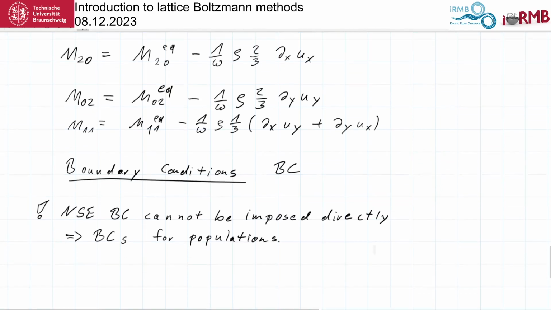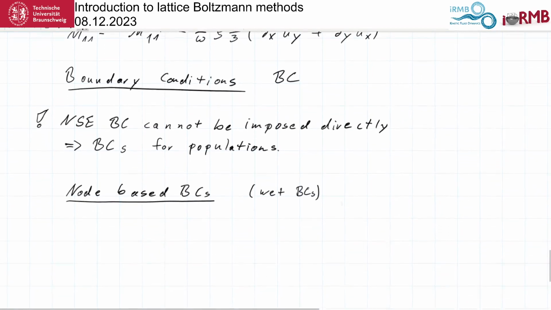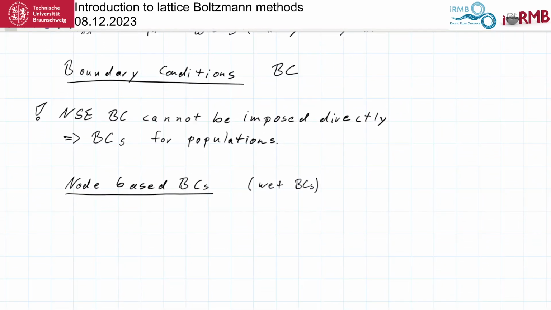In this world, there are two ways of thought, so to speak, namely the node-based boundary conditions and the link-based boundary conditions. So these guys are sometimes also called wet. It's wet written with one T, I guess. Sorry, my pen doesn't work here. Sometimes they are called wet BCs. So node-based means they put the boundary condition on the node.